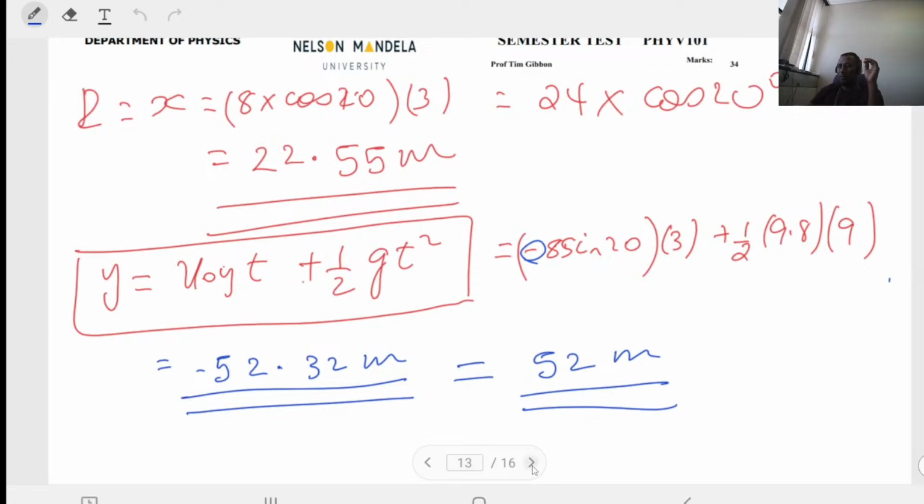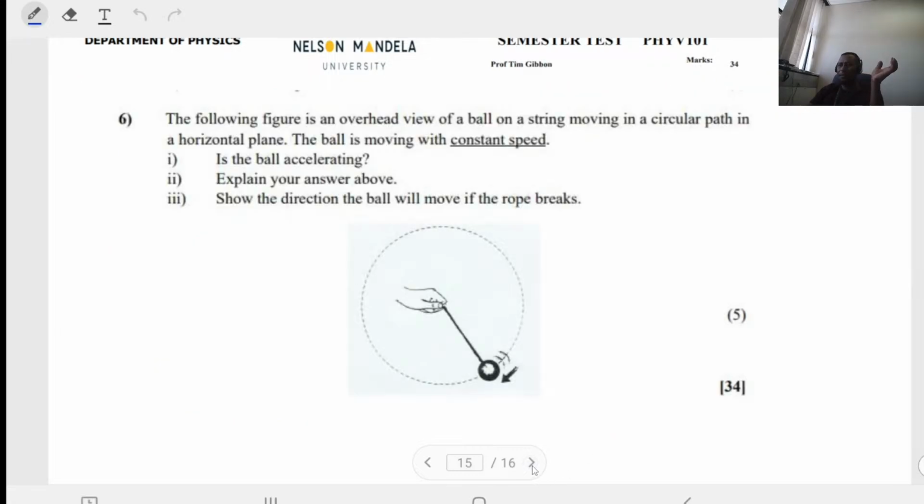Good, let's go. Oh, I've got an empty page here. This is the last question on this test. And again, you see, questions number 5 and 6 are two-dimensional motion. This one is circular motion in principle. More conceptual, I believe. As I said, I was in the invigilation room. I read through this, and I saw so many students making mistakes here.